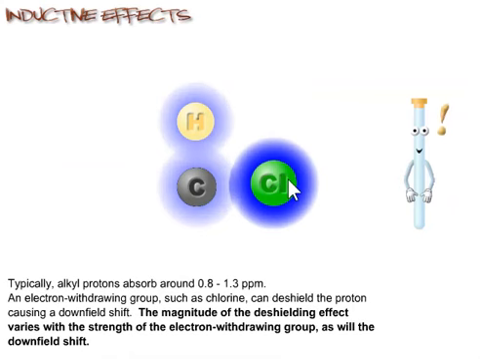That's like having a chlorine sigma bonded to your carbon, which is sigma bonded to your hydrogen, and what happens then is this chlorine will pull electron density away from the proton, and so it de-shields it by having that chlorine there. And so if we have more electron withdrawing groups, like oxygen or fluorine or what have you, those are going to pull the electron density away. And the stronger the electron withdrawing group is, the better it pulls that electron density away.